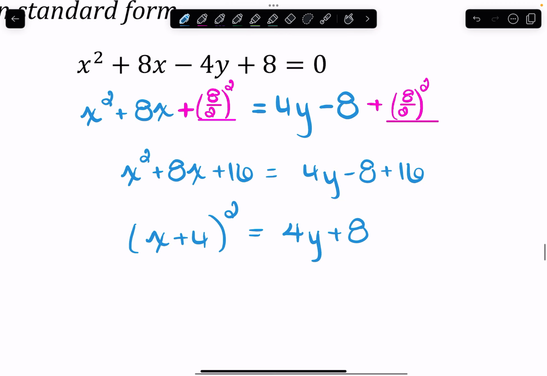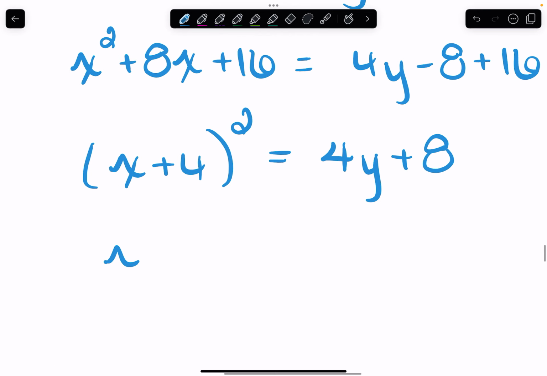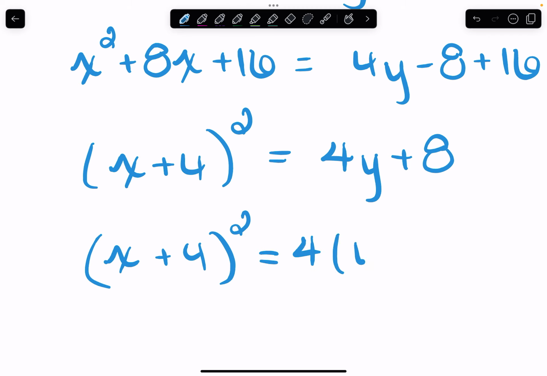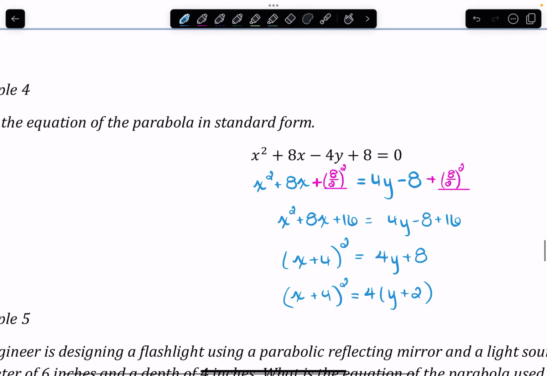And then to get it to the true standard form, you're not allowed to leave anything attached to y, because remember, that's standard form to help you find p. So x plus 4 quantity squared equals 4 times the quantity y plus 2. So there's the standard form of our parabola.